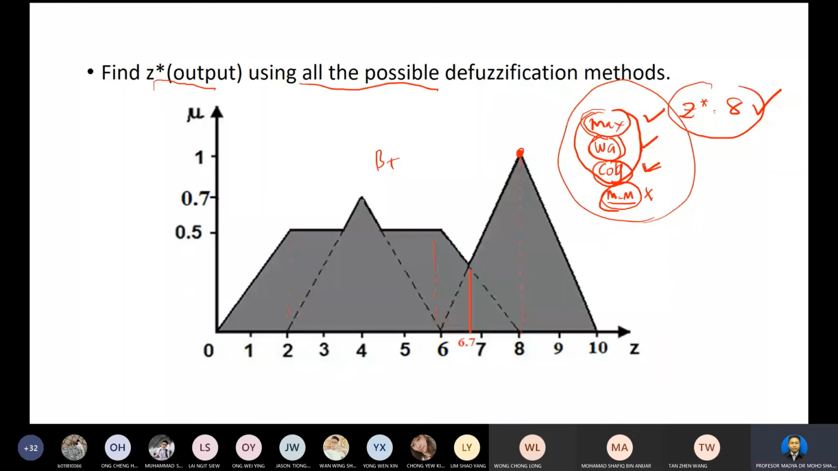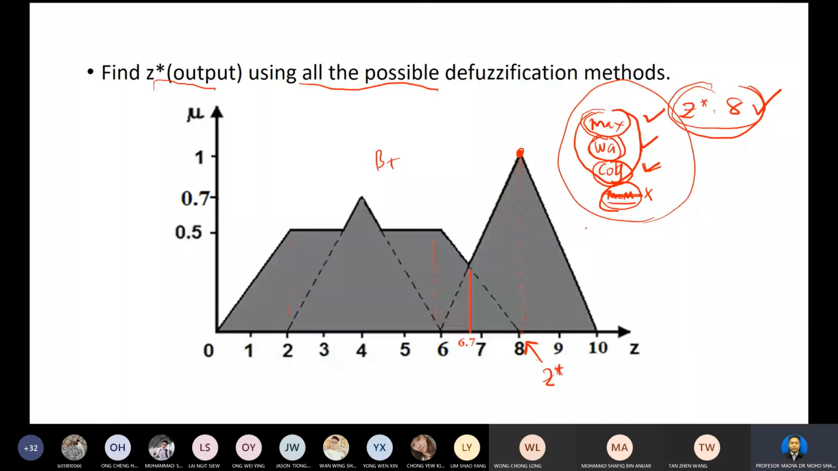So we have three possible methods. The simplest one is the max, so automatically, no need to use your calculator. From this point, you can get the output here. This is our output using the max. Next we can use the center of gravity. We can use the weighted average. The second method is the weighted average.